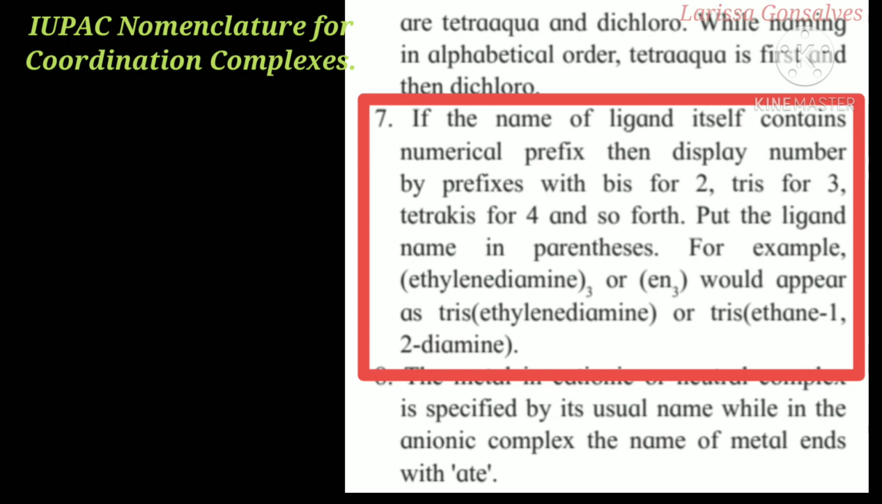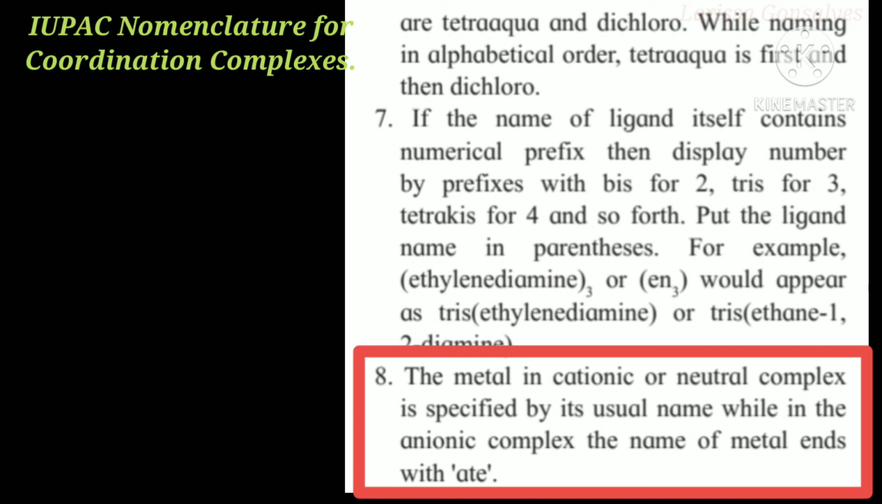The last rule is the metal in cationic or neutral complex is specified by its usual name, while in the anionic complex the name of the metal ends with -ate. So if it is a neutral or a cationic complex, that is if it is having a plus charge or it is raised to 0, then we are going to write the name of the central metal ion as usual.